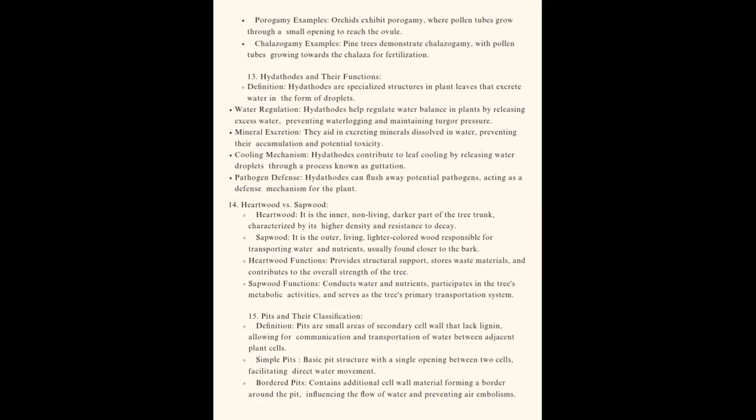15. Pits and their classification. Definition: pits are small areas of secondary cell wall that lack lignin, allowing for communication and transportation of water between adjacent plant cells. Simple pits: basic pit structure with a single opening between 2 cells, facilitating direct water movement. Bordered pits: contain additional cell wall material forming a border around the pit, influencing the flow of water and preventing air embolisms.